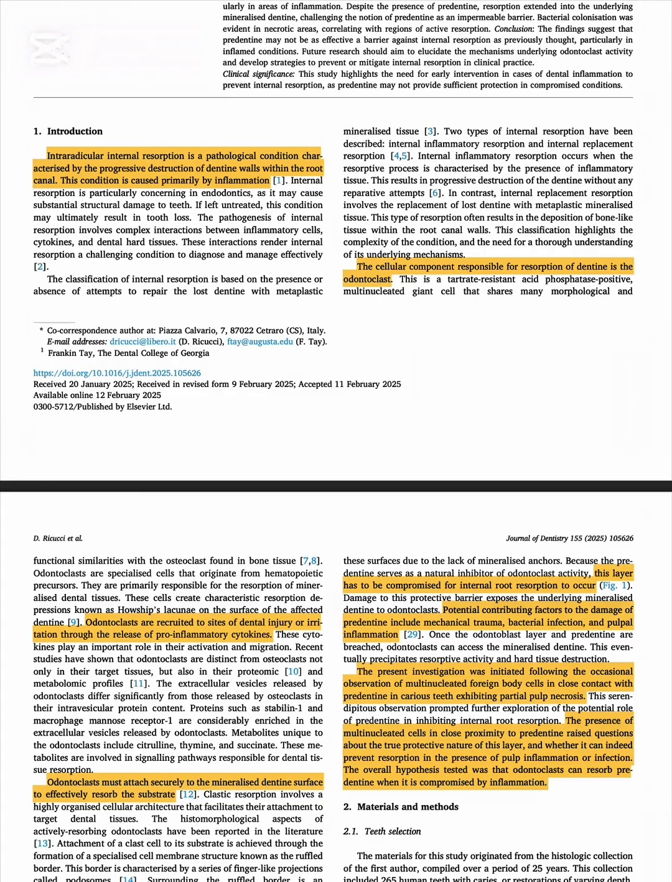The study was initiated after the authors occasionally observed multinucleated cells in close contact with the predentin in teeth with caries and partial pulp necrosis. These findings appear inconsistent with the long-established concept that predentin prevents clastic attachment and resorption.